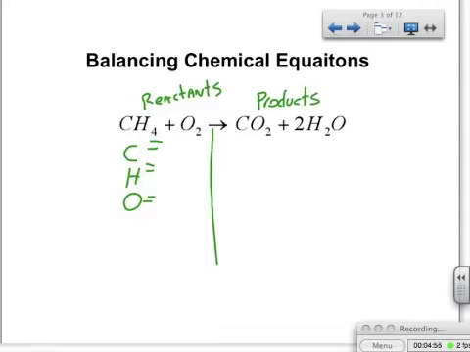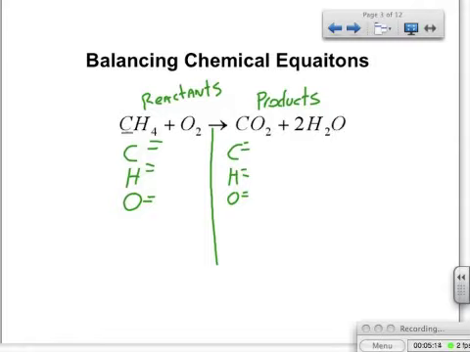So we should have the same types of atoms on the product side. So C, H, and O. Remember, they have to match up and the numbers have to be the same because of the law of conservation of mass, which simply says that atoms cannot be created, or matter cannot be created or destroyed, that it only changes form. Okay? So let's count up our carbons.